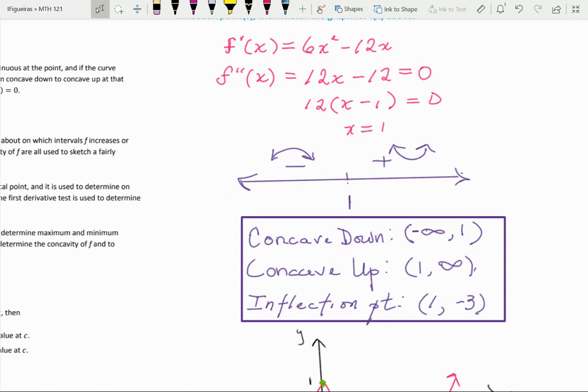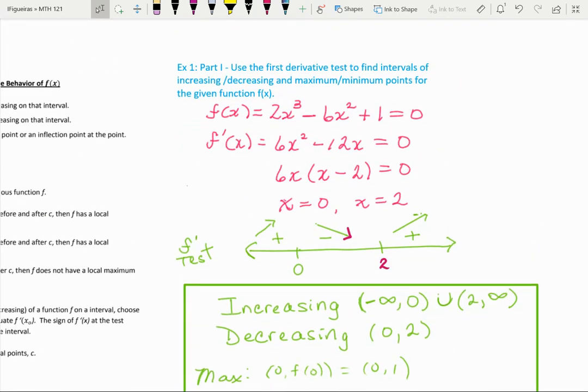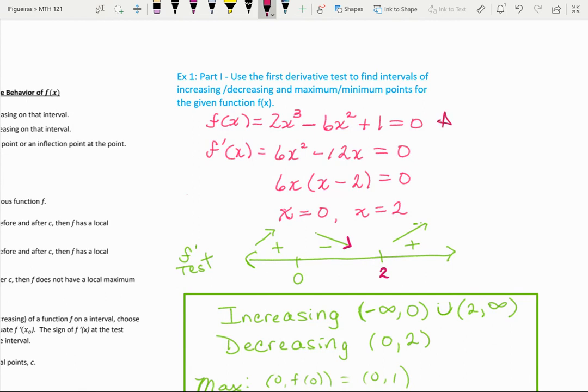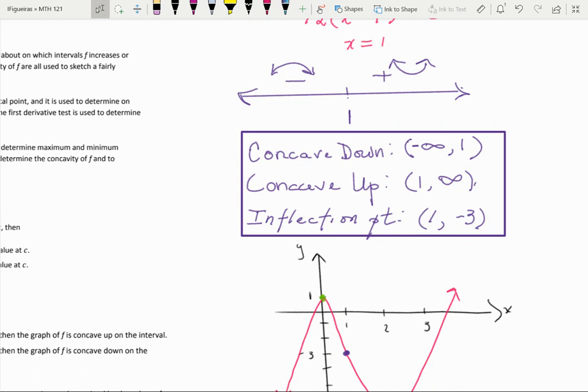An inflection point is a point where the graph changes from concave down to up or from up to down. So this one is changing from concave down to up, and when x is 1, f of x is -3. Again, we find the actual point on the graph by returning back to the original function right here. So if you plug in 1, you will get -3 as a result.